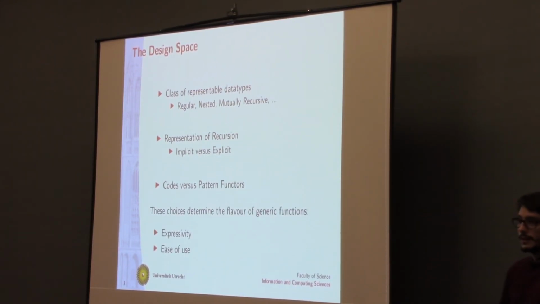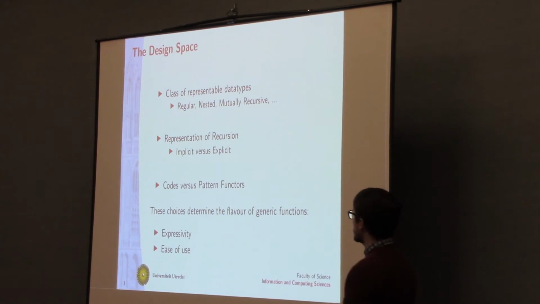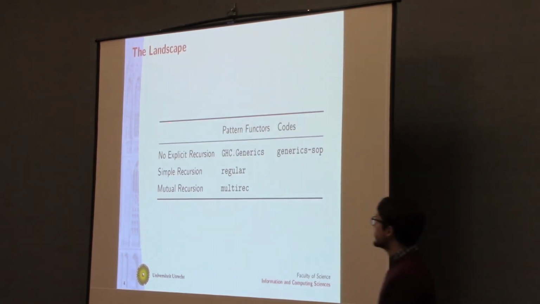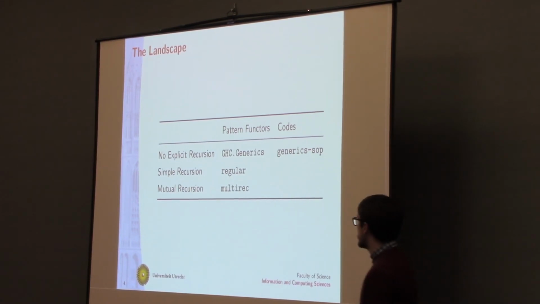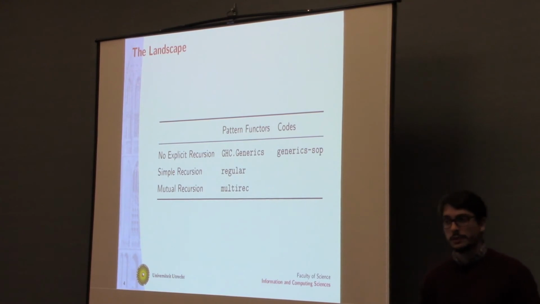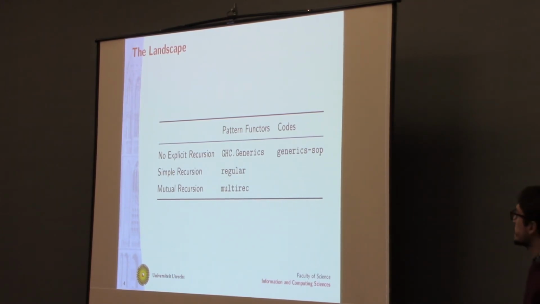These are not right or wrong choices, but they are going to impact how expressive and how easy to use your library is going to be for a bunch of different features. So far, this is the landscape of generic programming, at least type generic programming. You have a couple of other libraries like Scrap Your Boilerplate, which use Data and Typeable, and I'm not going to talk about those because they use a different approach altogether.